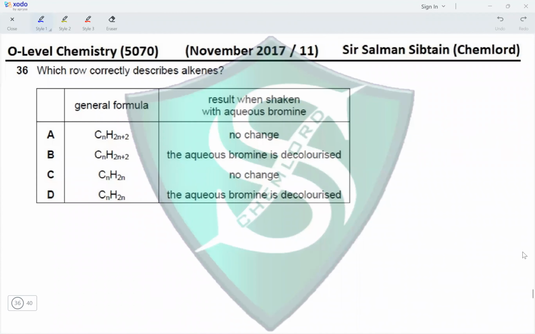Question 36. Which row correctly describes alkenes? Alkenes have a general formula of CnH2n, eliminating options A and B. And then the result when shaken with aqueous bromine: the brown color is discharged, or the aqueous bromine is decolorized. So option C has been eliminated, making option D the correct option for this question.